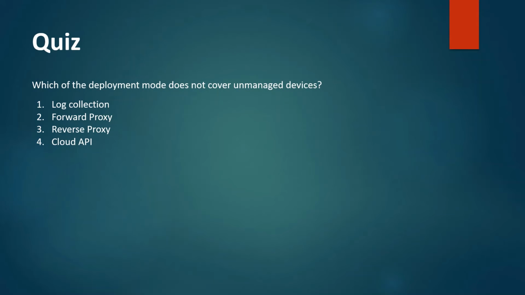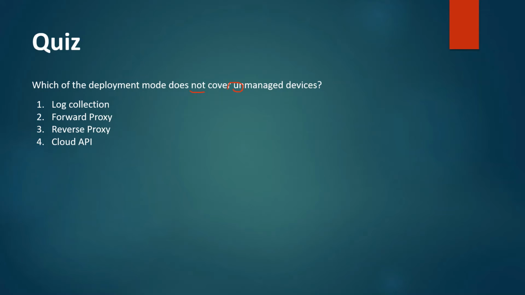Now we have talked about CASB deployment modes. So let's put them together and take a quick quiz question to review what we have learned. The question is, which of the deployment modes does not cover unmanaged devices? The choices are log collection, forward proxy, reverse proxy, and cloud API. So pause the video and give it a thought yourself.